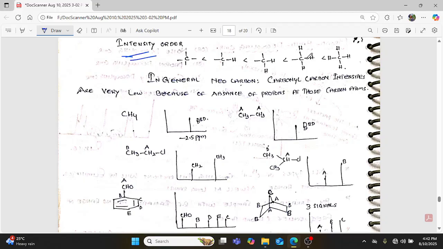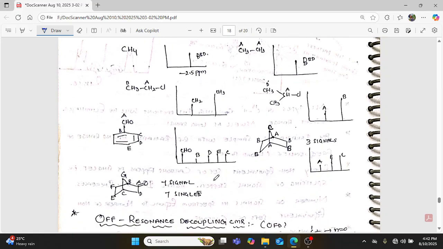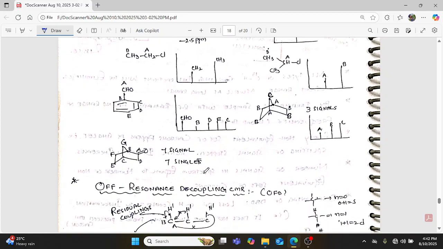As the number of protons increases, the intensity increases. See, CH4 gives one signal, CH3-CH3 gives one signal. In CH3 with two different kinds of protons, only singlets will appear. Two protons give lesser intensity, three protons give higher intensity. Okay, these two are the same. Two types of signals are there, and all are singlets only.